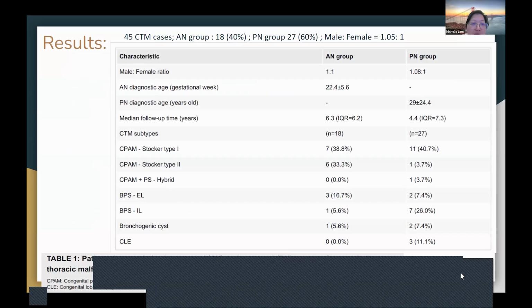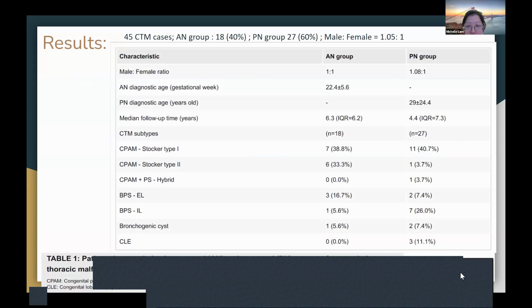The mean age of gestation is 22.4 weeks when they have their morphology scan done. As for the postnatally diagnosed group, the mean age of diagnosis is 29 years old. The follow-up time for the AN group is 6.3 years, and for the PN group, it is 4.4 years.